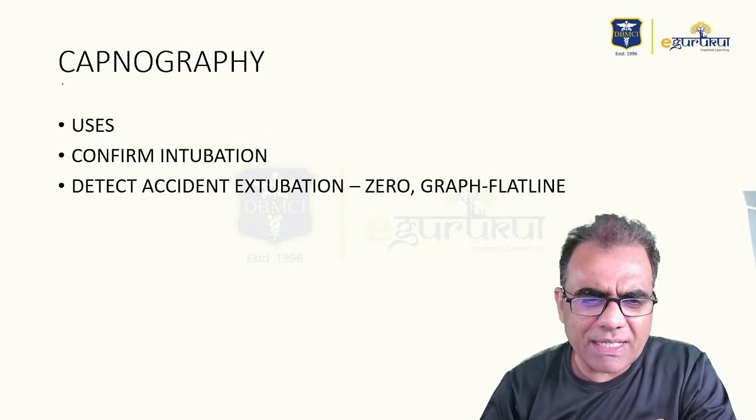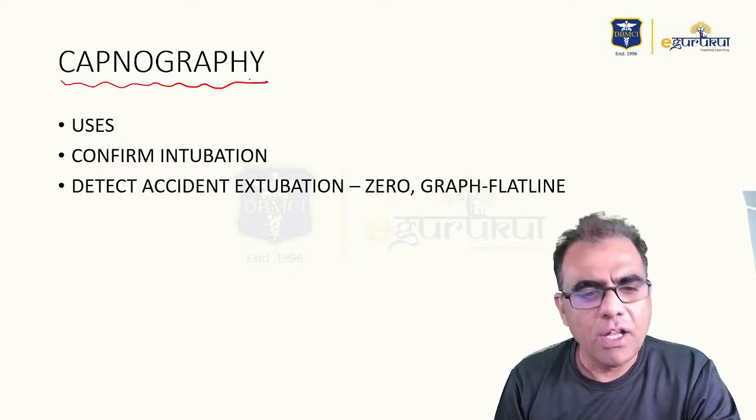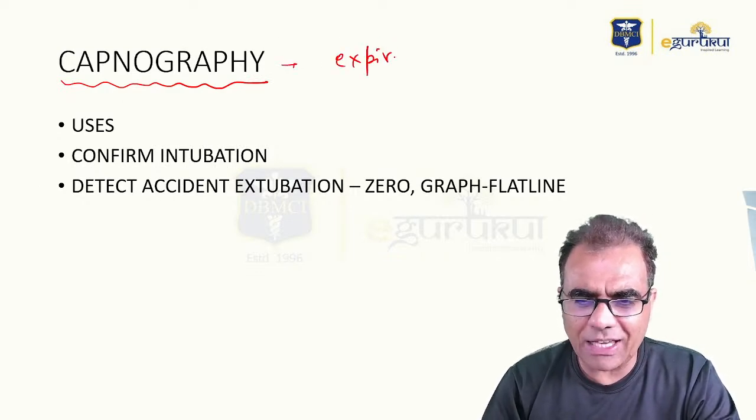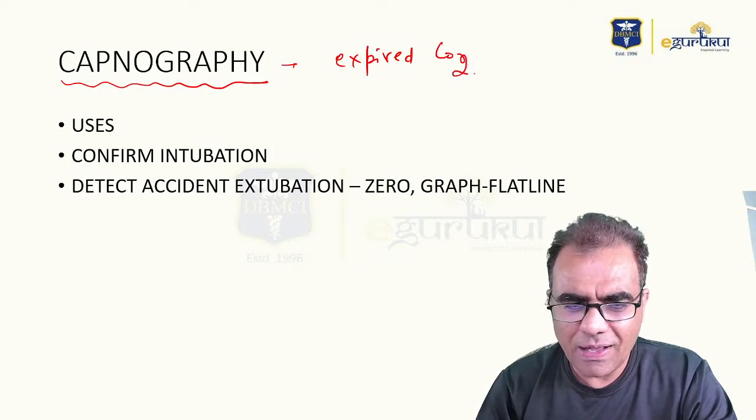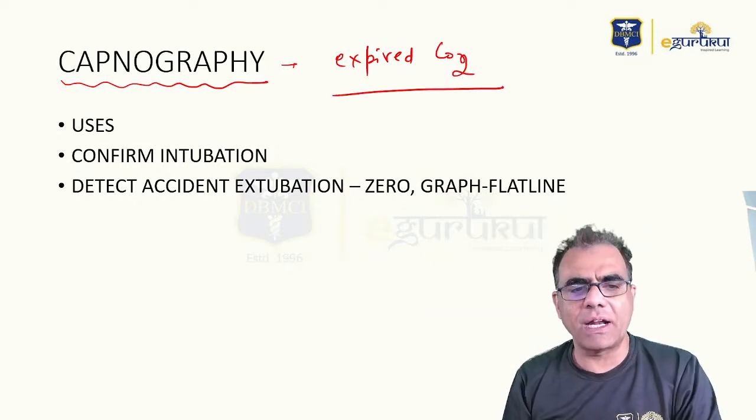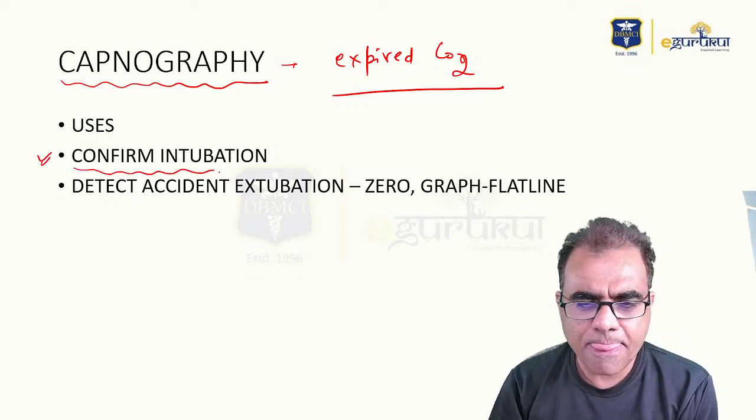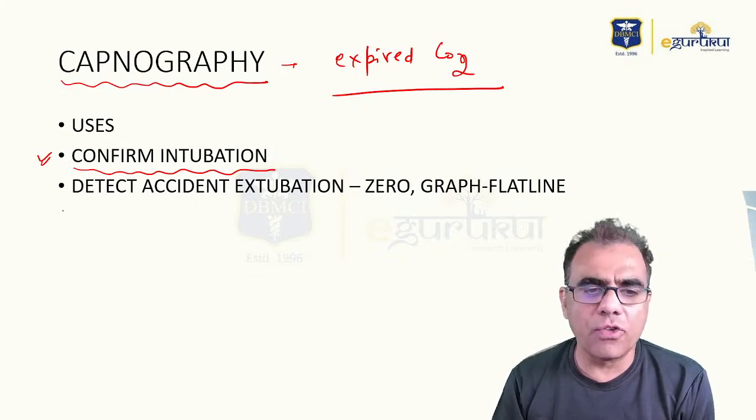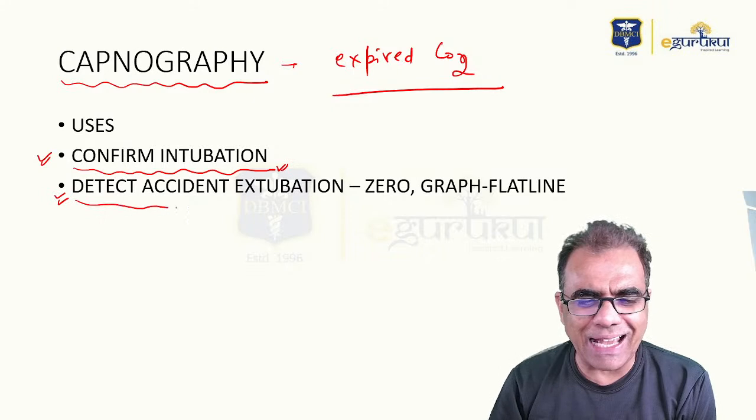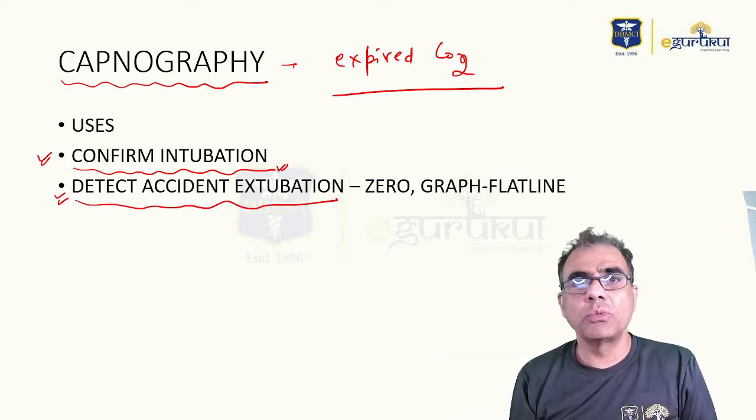Then a very sensitive respiratory monitor, which I already told you, is capnography, which is the measurement of expired carbon dioxide, or end-tidal carbon dioxide. And I told you it is the surest way to confirm intubation. When it is the surest way to confirm intubation, obviously it should be able to detect accidental extubation, where by chance the tube gets pulled out.